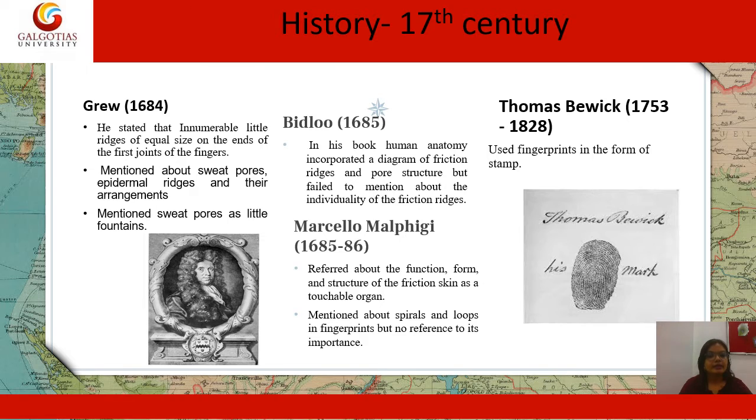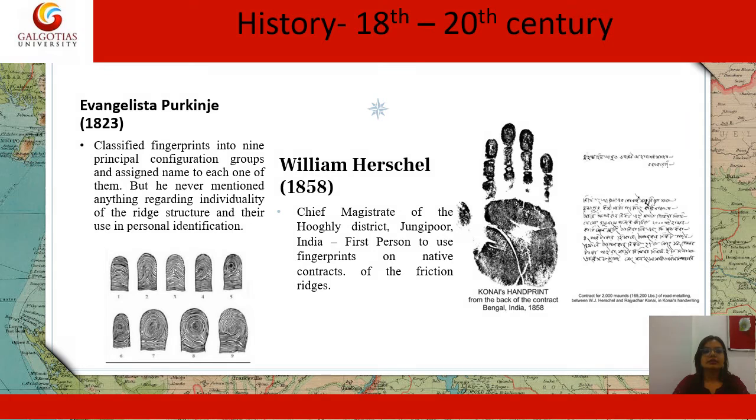After that, Marcello Malpighi referred to the function, form and structure of the friction skin as a touch organ. He also mentioned the spirals and loops in fingerprints, but forgot to mention their importance. Then Thomas Wick used fingerprints in the form of a stamp. Evangelista Purkinje wrote a thesis in which he mentioned fingerprints and classified them into nine principal configuration groups, assigning names to each one of them. But he also never mentioned anything regarding the individuality of the ridge structure and its use in personal identification.